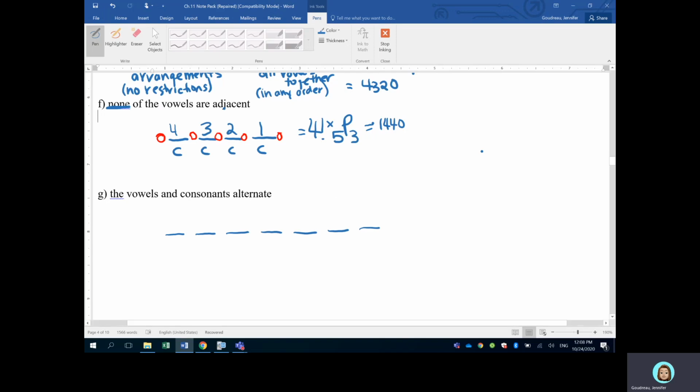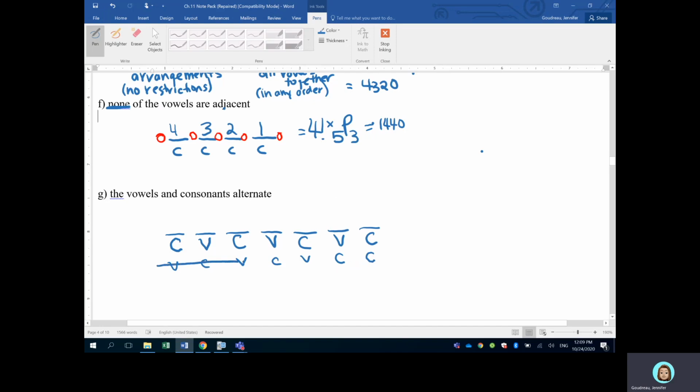So in this example, we have to start with a consonant and then a vowel, and then a consonant, and then a vowel, and then a consonant, and then a vowel, and then a consonant. We cannot start with a vowel because if we do, watch what happens. We would have vowel, consonant, vowel, consonant, vowel, consonant, but then I'd have a consonant left over, which would mean that we do not alternate at the end.